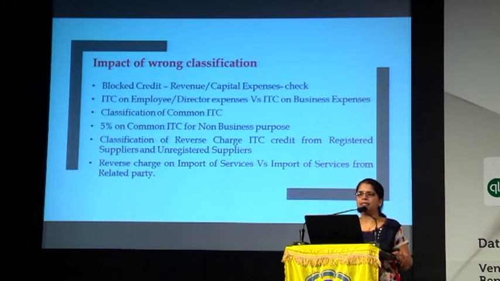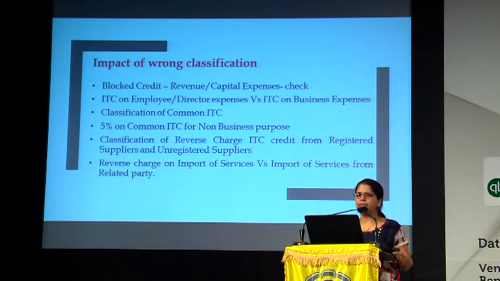Classification of common ITC. This is the task for all of us now, to identify whether this activity I can call as taxable or exempted. That is the first task. The second task is what expenses I should call as common input tax credit. For example, I make a sale of say ready-made garments and also I sell MEIS scripts. As you all are aware, from October, MEIS scripts are exempted from GST. It means I have a taxable activity, I also have an exempted activity.